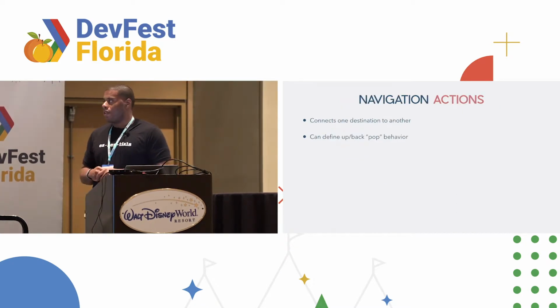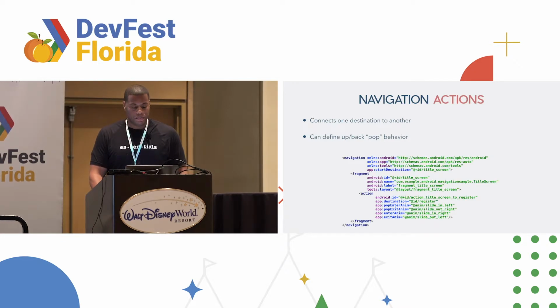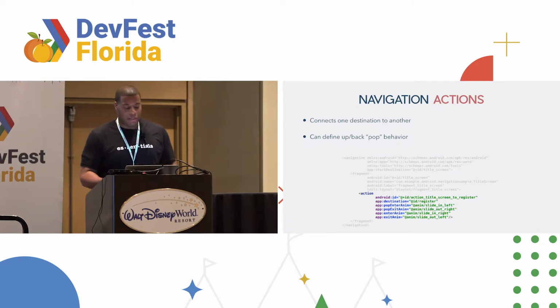So going back to the different components of the navigation framework, now you have your navigation actions. Again, this is your bridge between your destinations. Again, you can define your up and back behavior, your pop behavior, as well as animations and things like that. Here's an example of an action. In this example, you can see I'm defining pop enter, pop exit, enter and exit behavior, and I'm defining the destination. So basically, if you were to execute this action, where do I want to take the user? In my case, I want to go to a register destination.